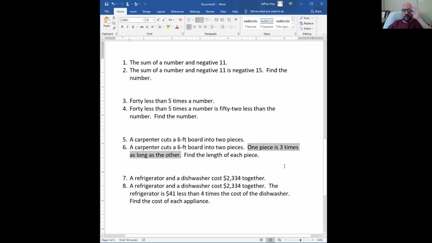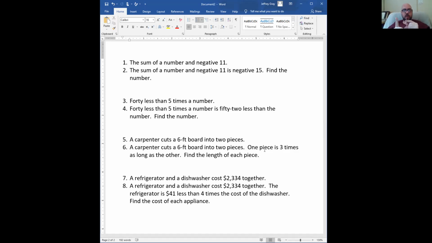All right, so you might ask yourself, how do we turn this into something we can use? Well, the first thing we do is we look for the "is." This is telling me one piece is going to be one side of the equation, 3 times as long as the other piece, which is the other side of the equation. And then find the length of each piece. So this says that my bigger piece is 3 times as big as the smaller one.